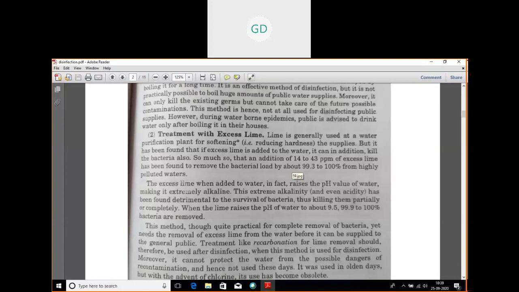So one process is there, the name is recarbonation. The recarbonation process is done to remove the lime, for the taste of the lime, which should be removed before supplying to the public. So recarbonation is done for the removal of lime. Okay, so like this, many steps are there.